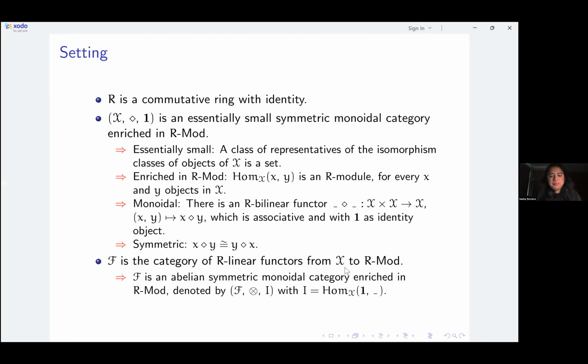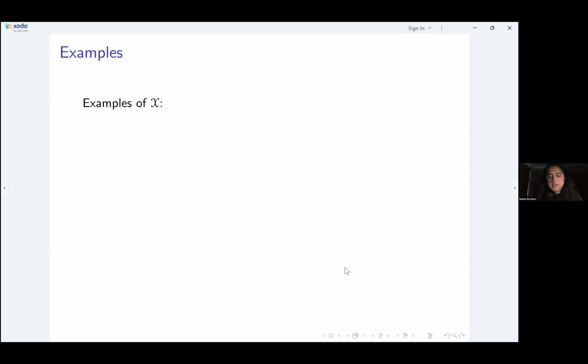Okay, so we can make a product of functors. That's the main idea, and it's symmetric. That's all we need to know. So why are we considering these kinds of categories? Well, let's see some examples of X.